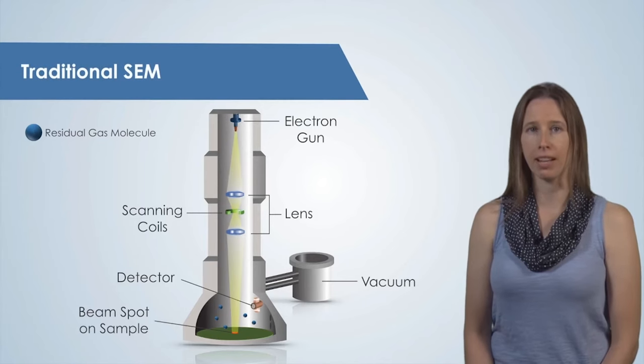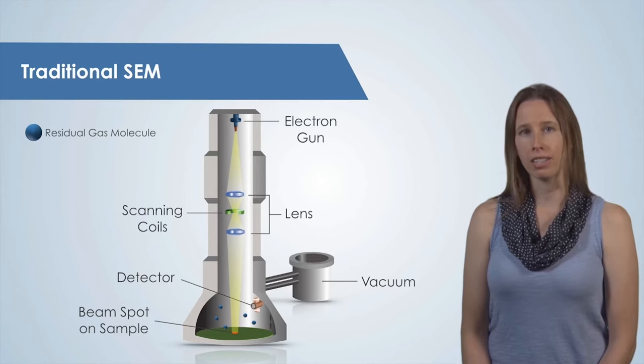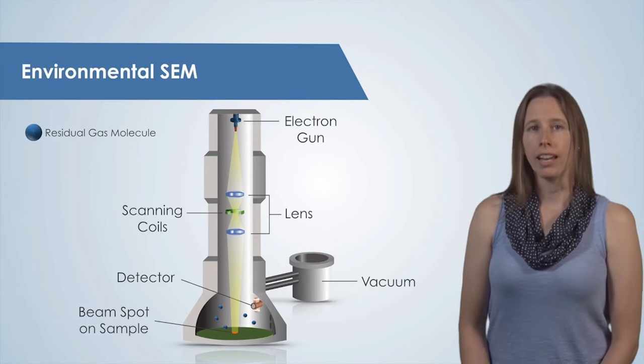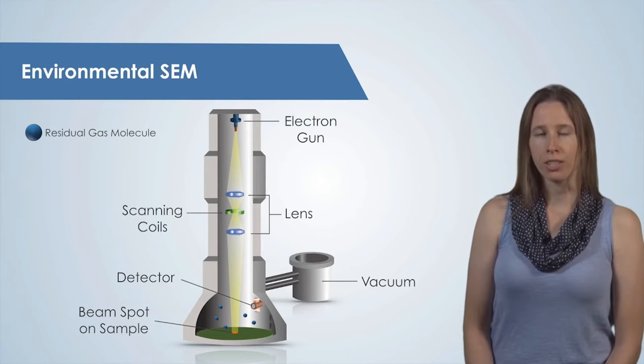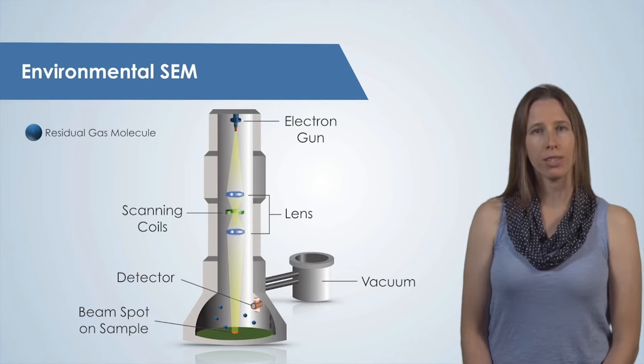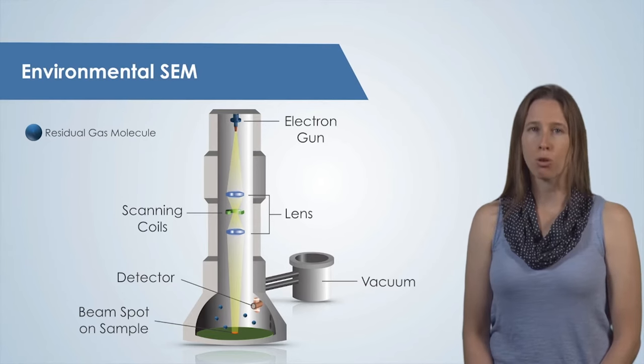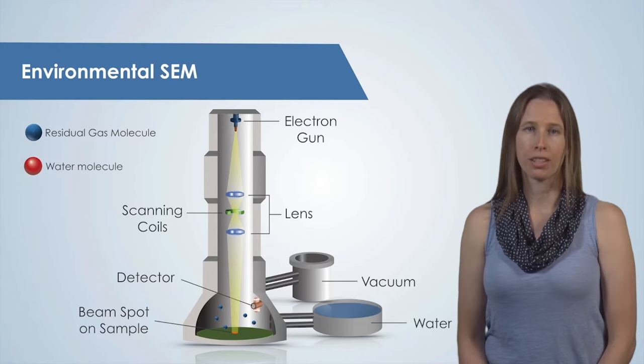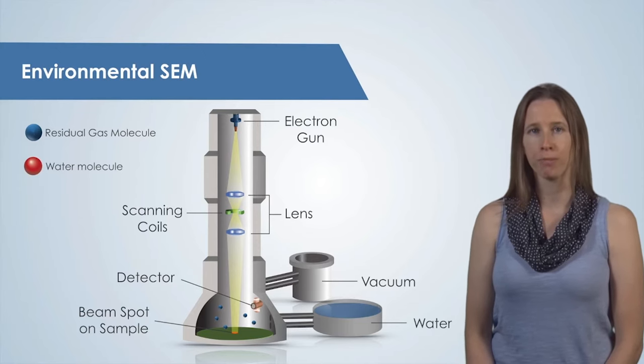and the beam spot on the samples is relatively small. An environmental SEM, often called an ESEM, allows the operator to introduce a controllable amount of water vapor into the SEM vacuum chamber.